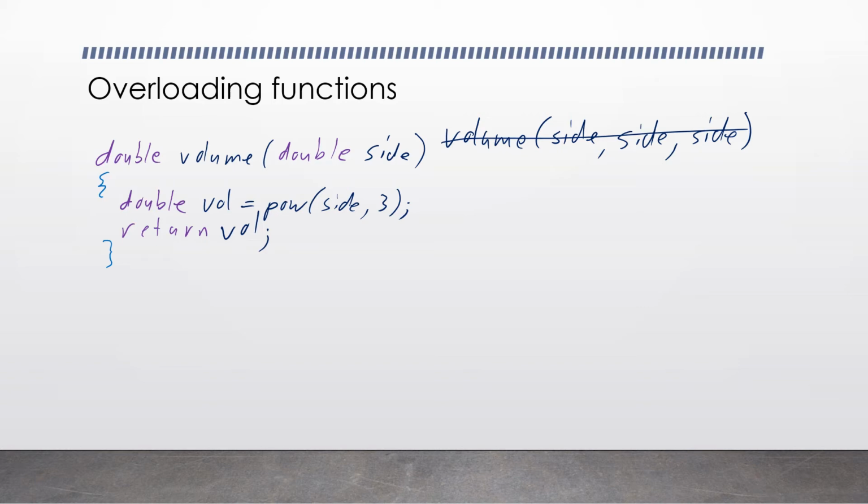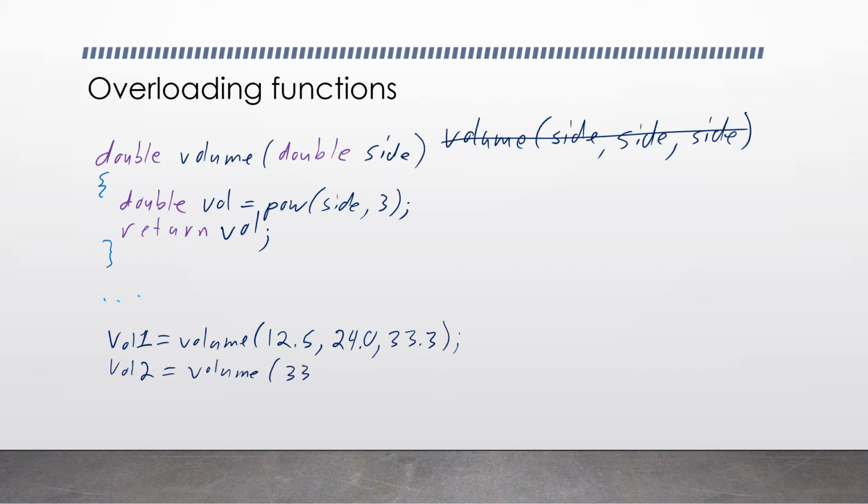Then later on in my program, I can write the code vol1 equals volume of 12.5, 24.0, 33.3, and vol2 equals volume of 33.3.